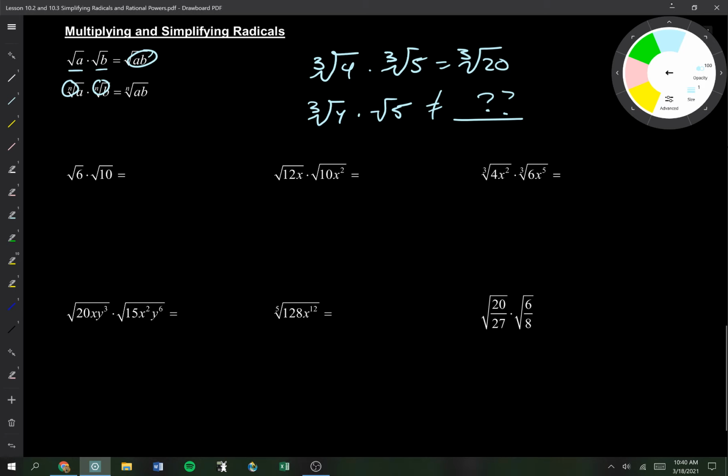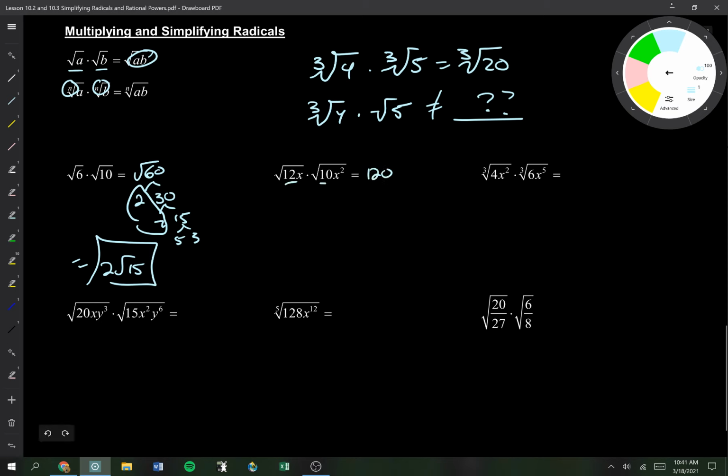So root 6 times root 10 becomes root 60. I'm going to break down root 60. Here's a pair. The pair comes out. 5 and 3 stay behind, so it's 2 root 15. I'm going to multiply and simplify. We've learned how to do that before. If you need help with that, let me know. We can talk about it, but I don't want to spend time on it here. 12 times 10 is 120. There's going to be 3 x's.